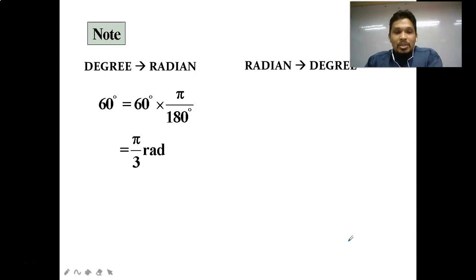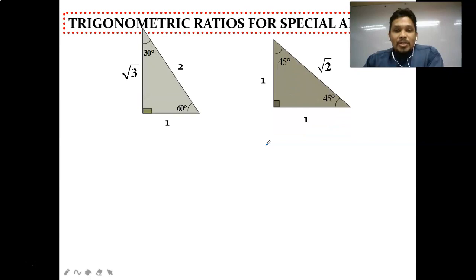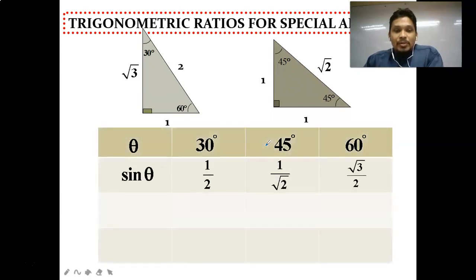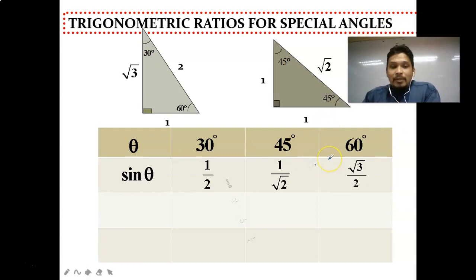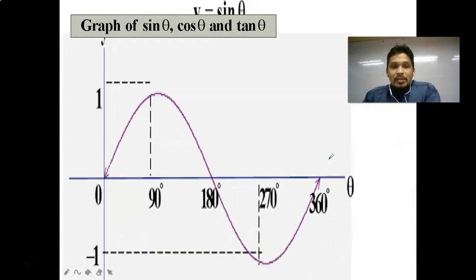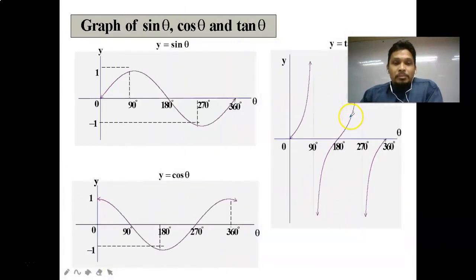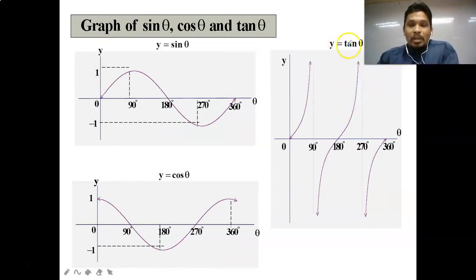And this is what we call the change of value from degree to radian and radian to degree. Okay, trigonometric ratios for special angles. You may refer to these notes, or you may also refer to some other reference book. Sometimes they begin with 0 degrees, 30, 45, 60, and 90. Never mind, please refer to this one here. Graph of sine theta, cos theta, and tangent theta. Y equals tangent theta, and this is the graph of tangent theta.